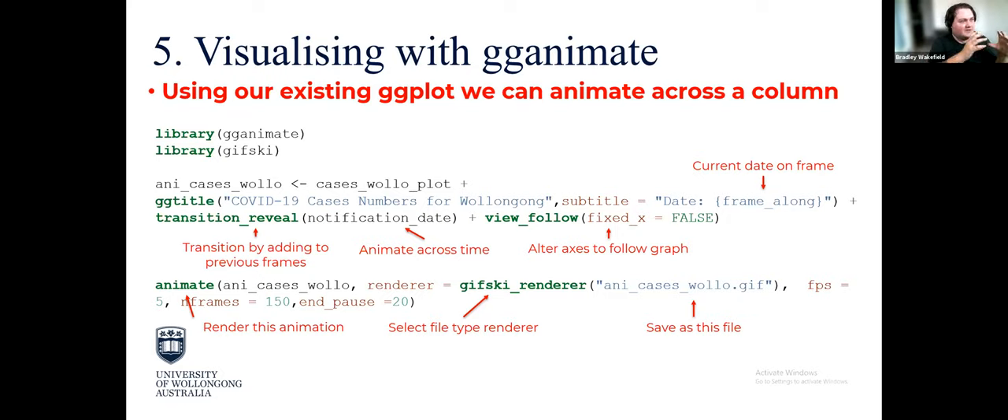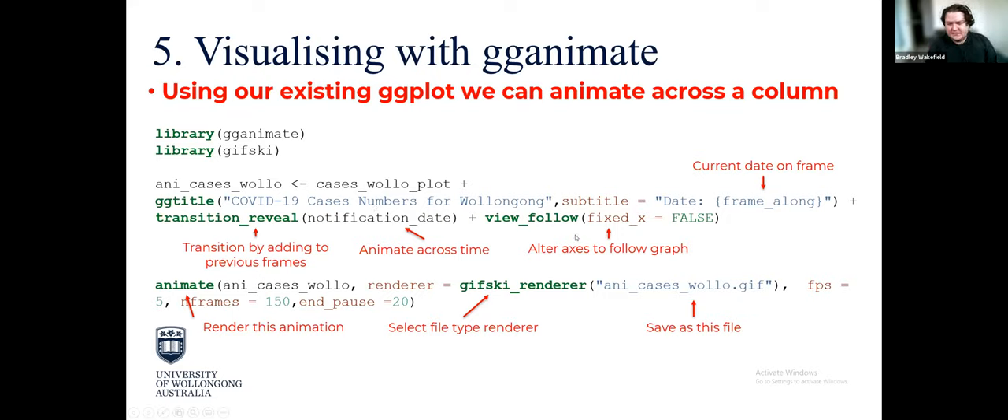And so it's not an animation where it jumps, it only looks at the current day. It also keeps everything that's already come through. So it's gradually revealing a plot rather than showing certain states at individual days. And we tell it which dimension, which variable we want to animate it across. I'm telling it to animate across notification dates, so effectively across time.